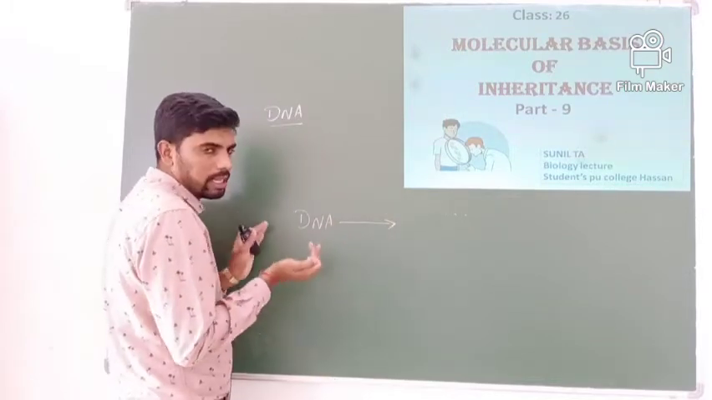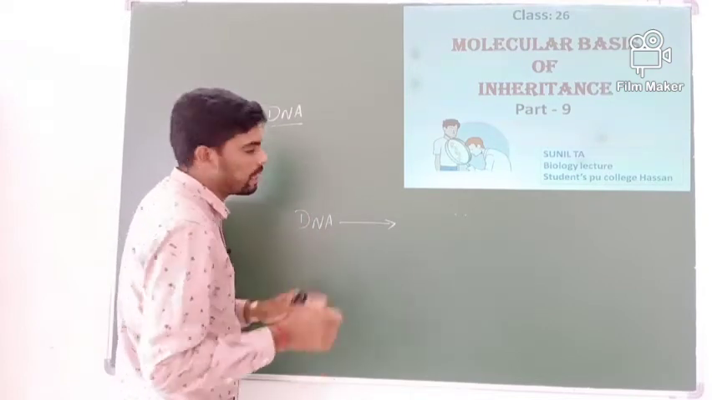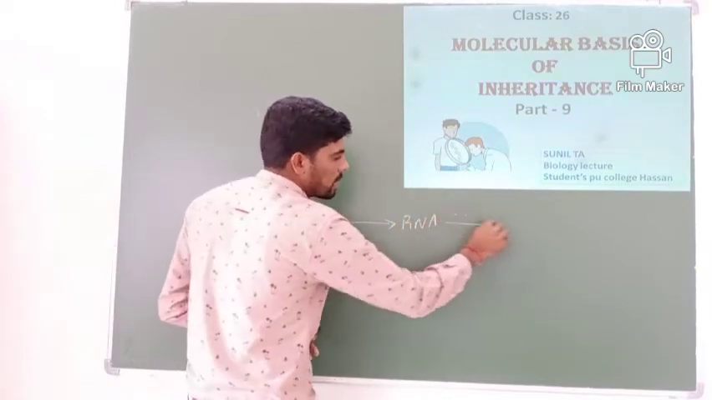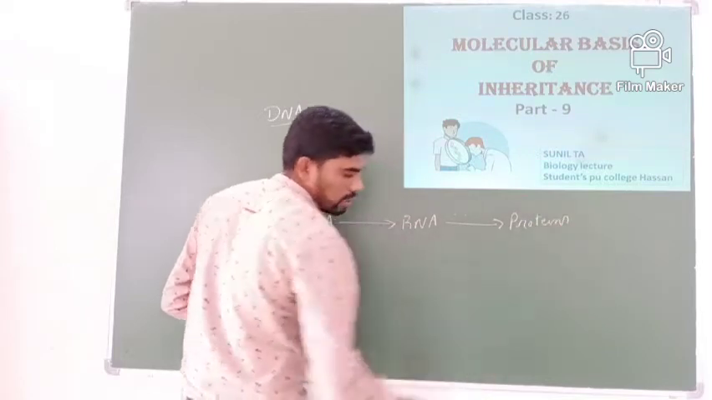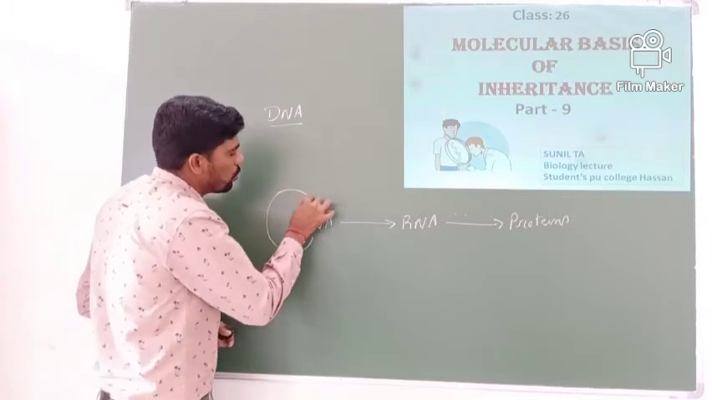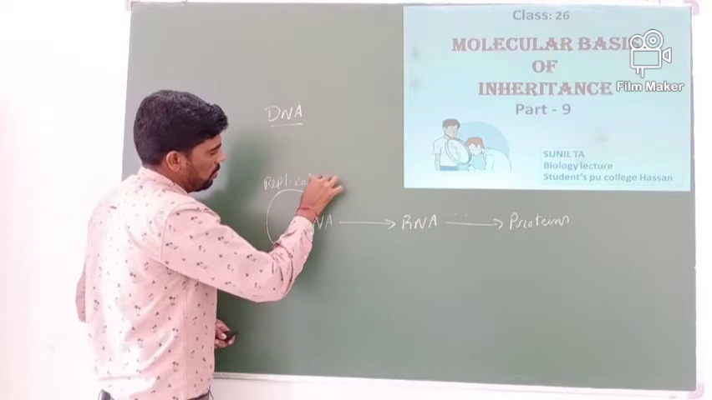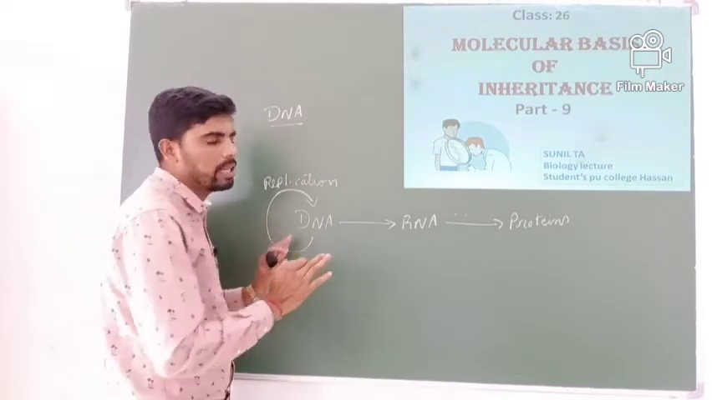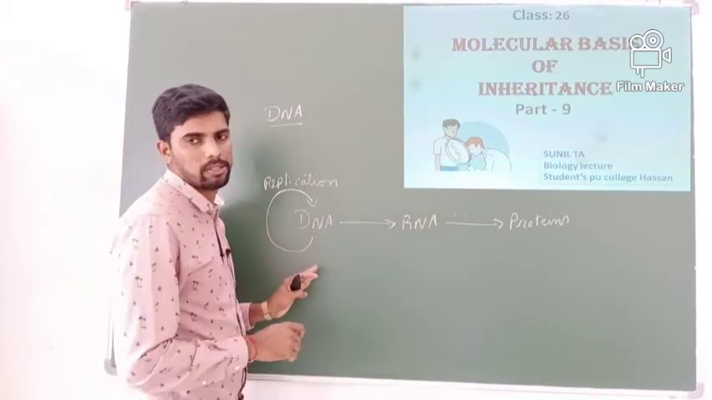Whatever genetic information is stored in DNA is expressed as a character in the form of RNA. Then RNA directly codes for proteins, and proteins express the characters. But at the stage of DNA, DNA shows self-replication. This is the basic phenomenon of gene expression, or the molecular basis of expression of characteristics.